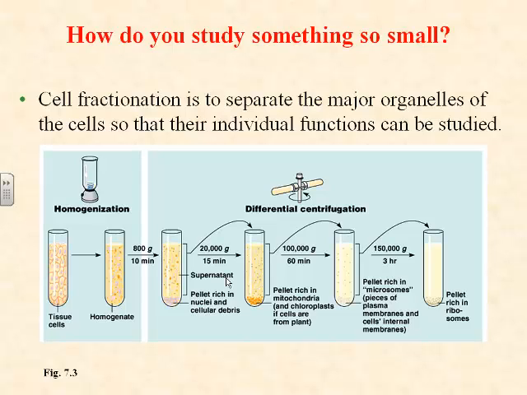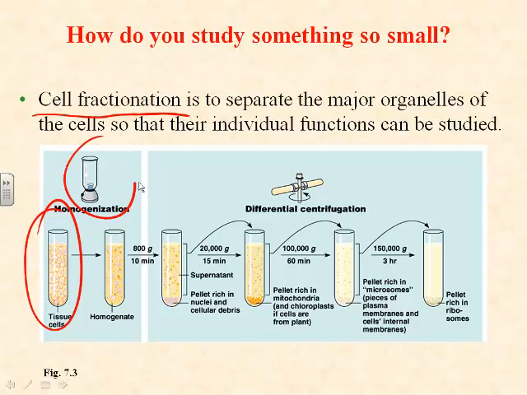Now, how do we take something that's just so small and find out what each of these individual compartments, or organelles, do? Well, we do something called cell fractionation. What we do is separate out the major organelles. You take the tissue and put it into a fluid, and then you essentially put it in a blender and just blend it up. It spits out all the stuff that's inside. And then you use what's called a centrifuge.